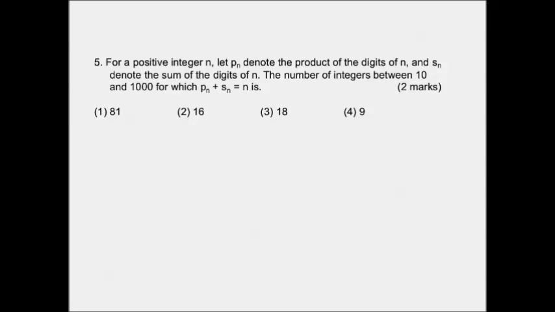It says for a positive integer n, let Pn denote the product of the digits of n and Sn is the sum of the digits. The number of integers between 10 and 1000 for which Pn plus Sn is n. That means product of the digits plus sum of the digits should be equal to the number. So let's start with a 2-digit number. Let's say AB is a 2-digit number. So according to the question, the product of the digits, that is A into B, plus sum of the digits, that is A plus B, should be equal to the number, that means 10A plus B.